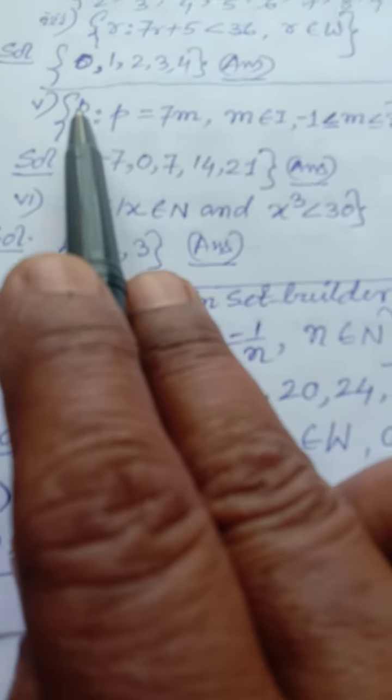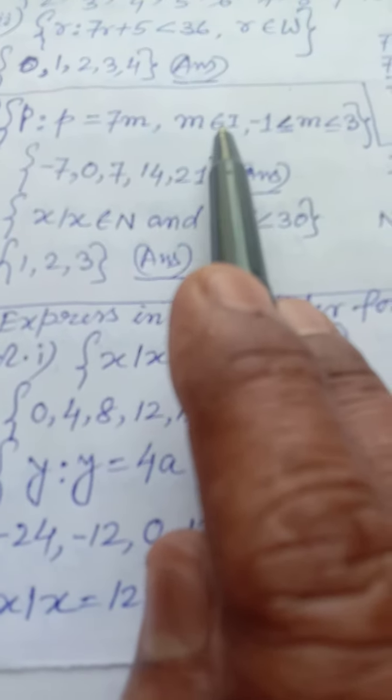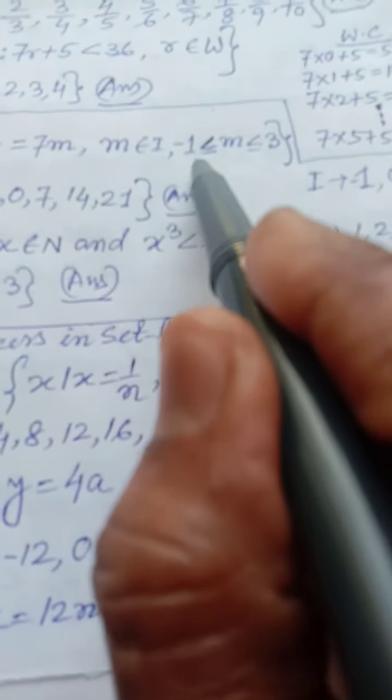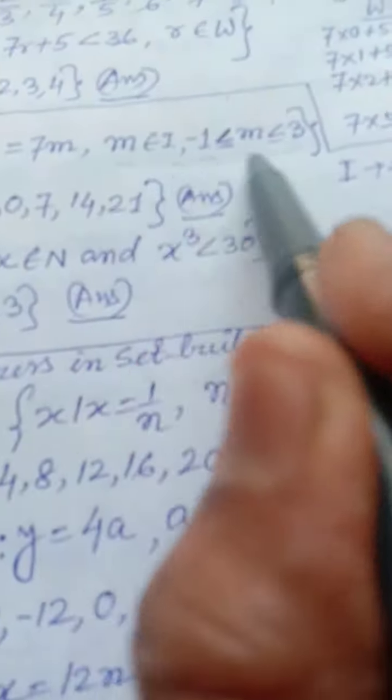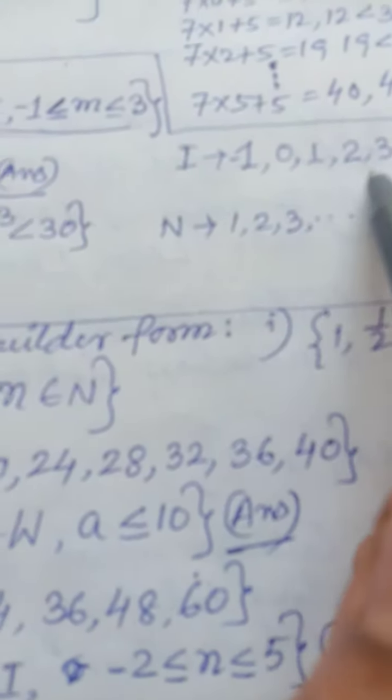And next fifth one I have taken P such that P is equal to 7m. M is an integer and limit of the M. First you work on this. See this. M is an integer. So, integer you take, integer limit is what? -1, from -1 till 3. -1, 0, 1, 2, 3 are the integer value. Now, put in this equation. So, -1 into 7 is -7.